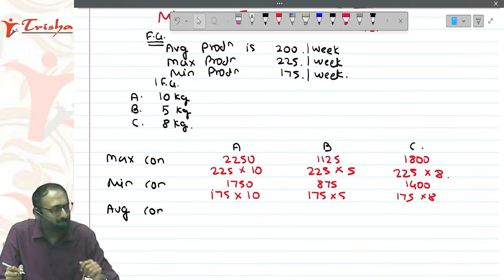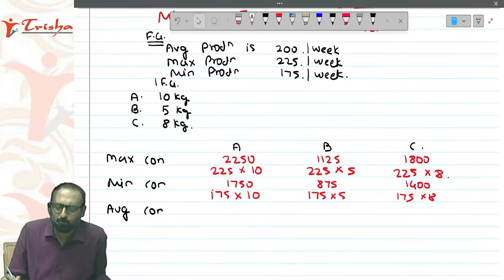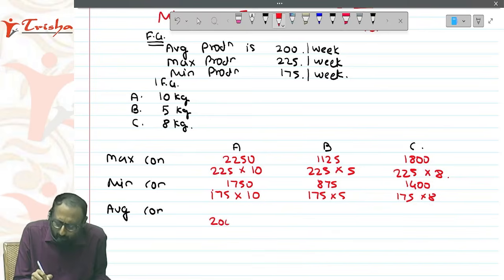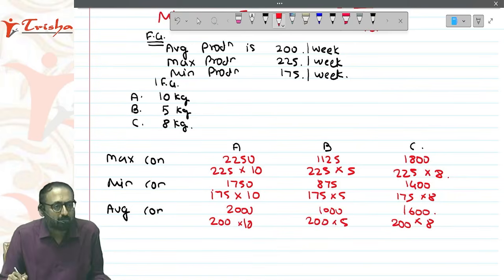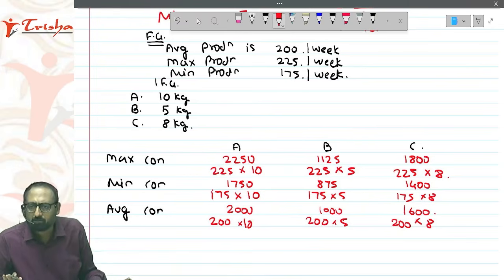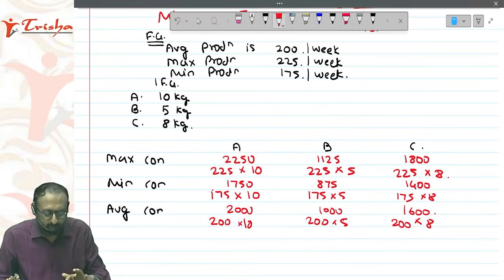And how much will be the average consumption of the raw material? Sir, on average, how much final product will you produce, Sirji? Is it 200, Prabhu? So 200 multiplied by 10, 5 and 8 will be required. Is it 2000? Is it 1000? And is it 1600? Yes or no, sir? Clear, sir? It is a difficult question. They may ask it in the examination.